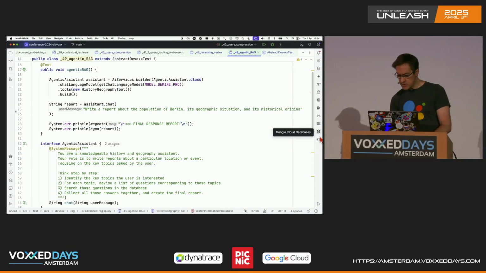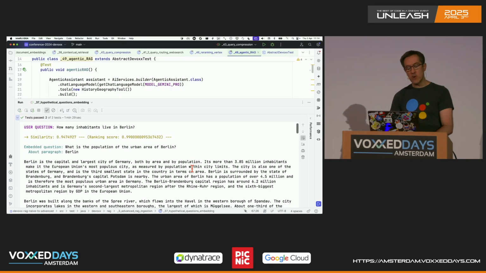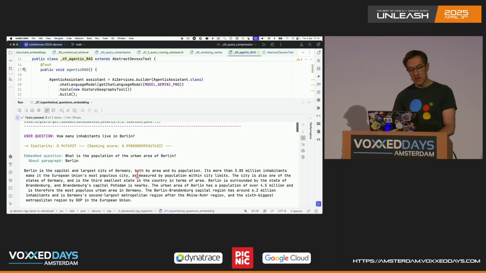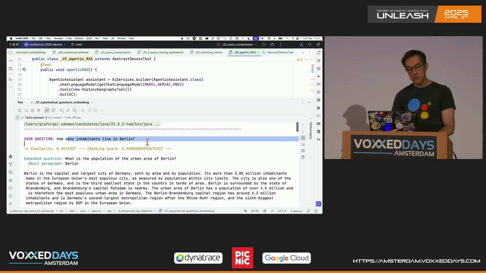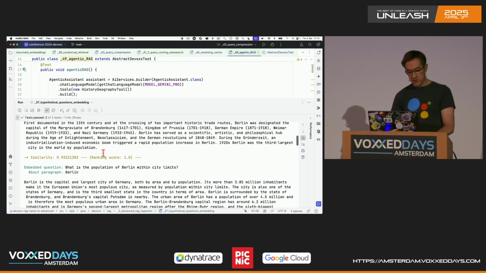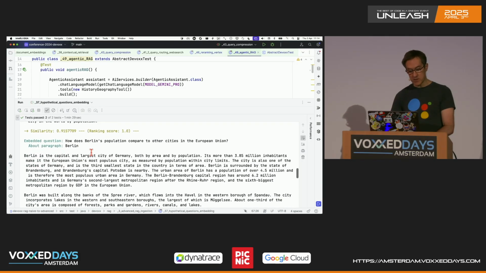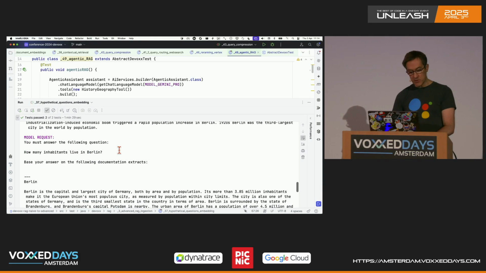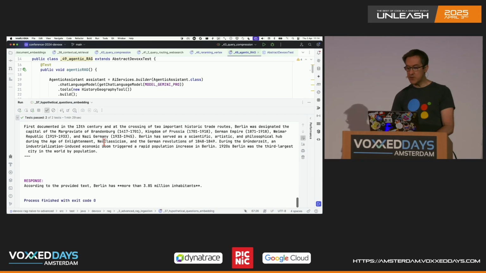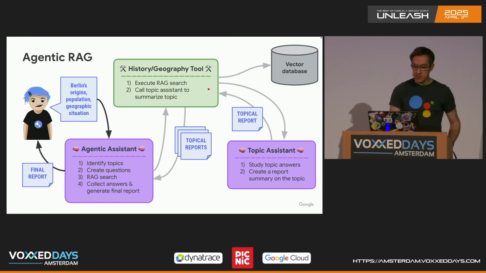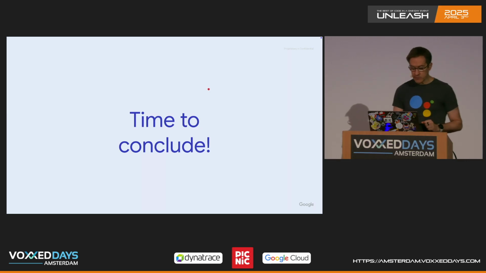And I also wanted to show this. If I run this on the command line, you're going to see different questions for the different topics. So I've got a few questions. It gives different results for each question. And here, for example, the number of inhabitants, etc. All right, so that's Agentic RAG.